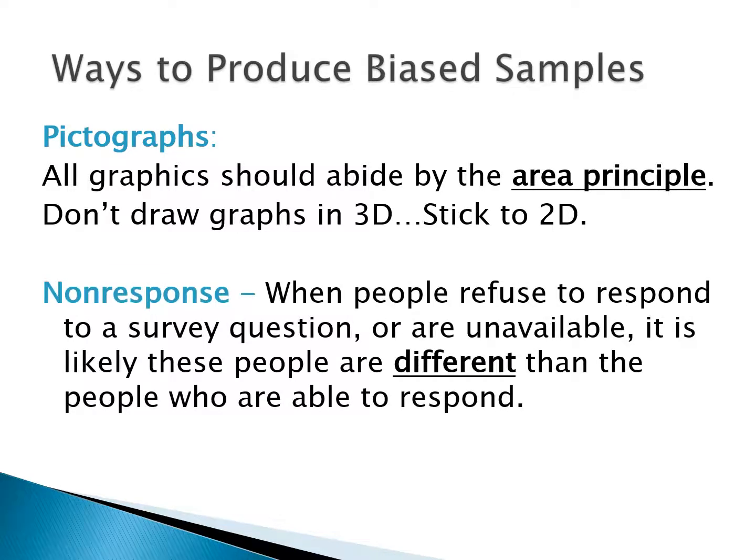Okay, moving on, there's something called non-response when we do sampling. This is kind of the opposite of voluntary response, and this is when we ask a person a question and they refuse to answer. It's likely that they're refusing to answer because they're different in some way than the people who are willing to answer. So their absence in a survey is likely biasing our results.